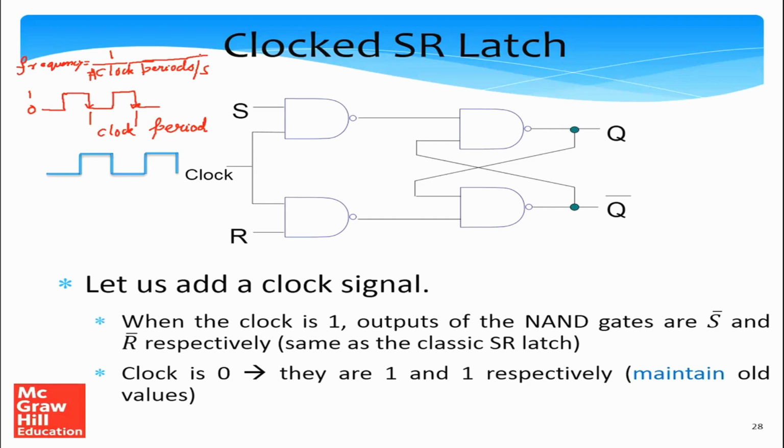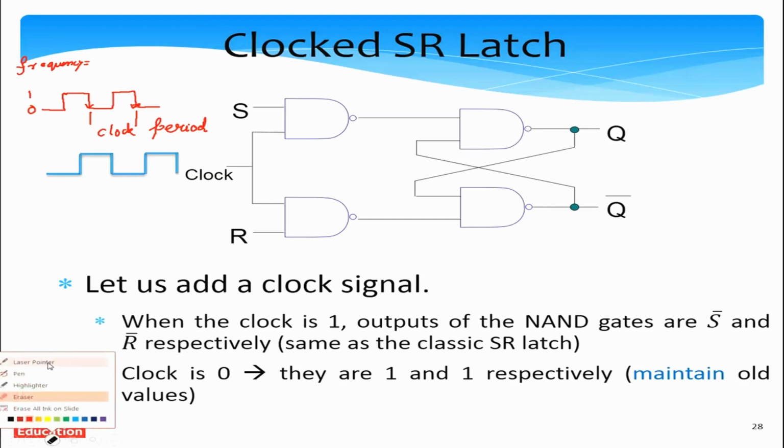I'll just change the definition of the frequency. So the frequency is 1 divided by the clock period. It's not the number of clock periods, I'm sorry. Let me just quickly change the definition over here. So the frequency is the number of clock periods that you see per second, which is 1 divided by the clock period.